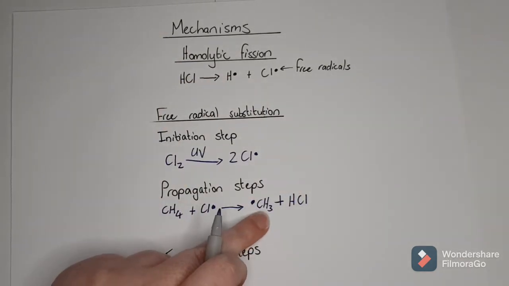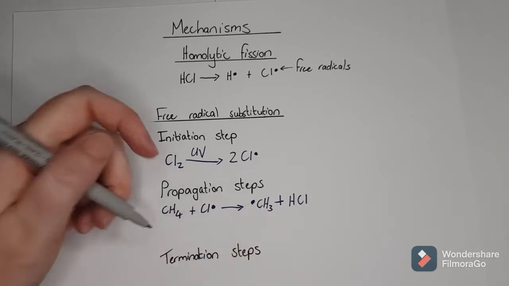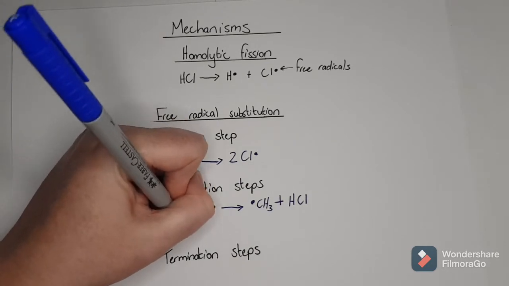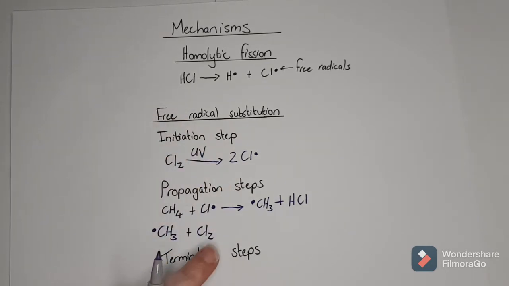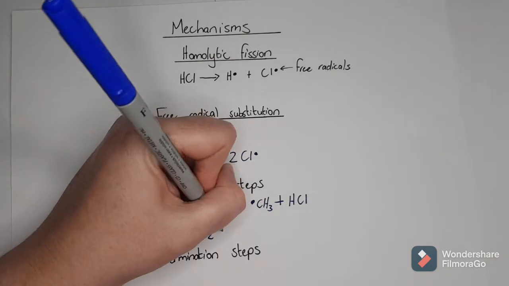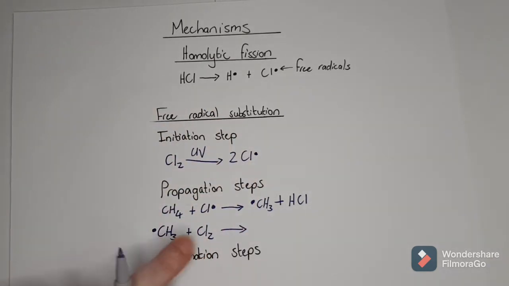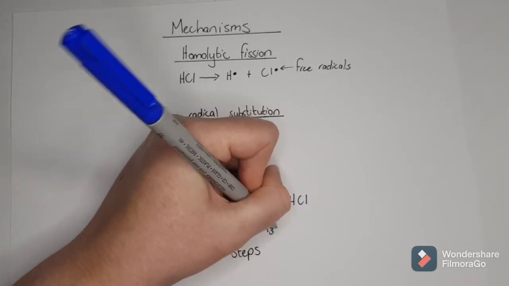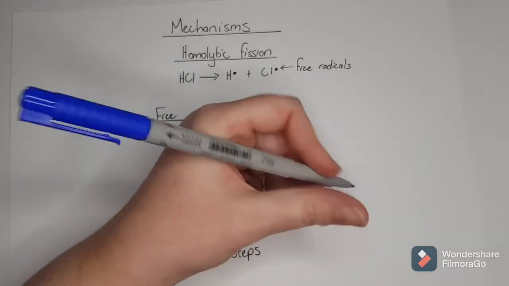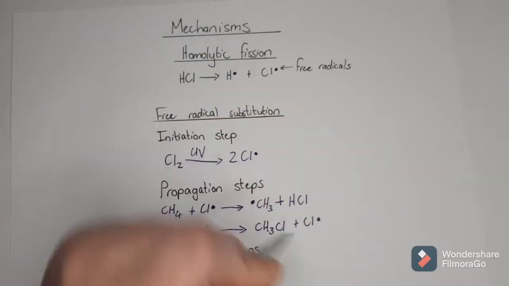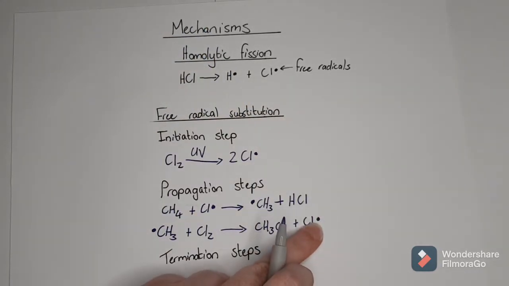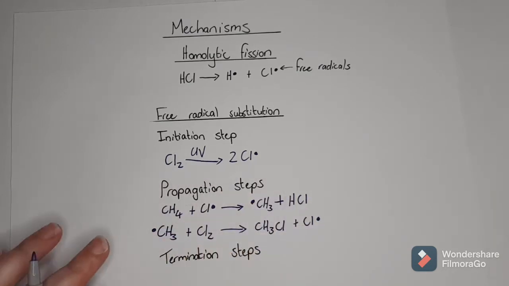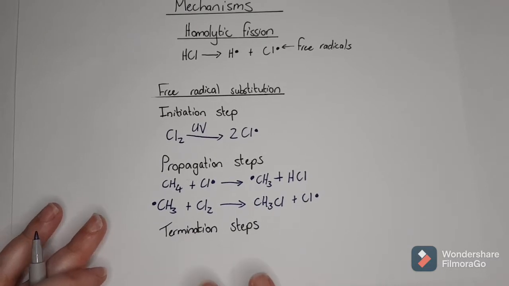Now that free radical wants to become whole, so it is going to attack the next thing, which is going to be a chlorine molecule. So when this attacks the chlorine molecule, it takes one of the chlorines and it leaves the other one as a free radical. So that now free radical can then go and attack the next thing, and this can happen in a cycle until there is a termination step.